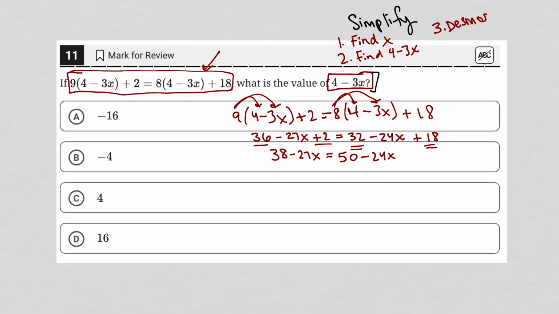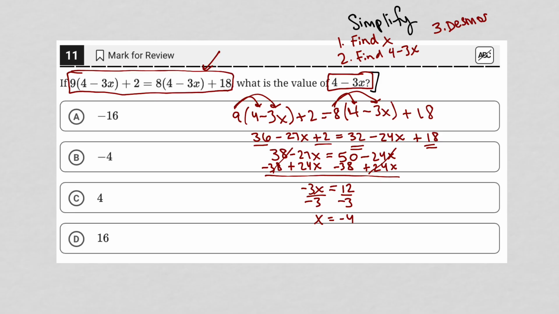Getting my x values on the left-hand side, I'd add 24x to both sides. And moving my numbers to the right-hand side, I subtract 38 from both sides. So the 38s would cancel, the 24x's would cancel. Negative 27x plus 24x is negative 3x. 50 minus 38 is 12. And divide by negative 3, and we get that x is equal to negative 4.